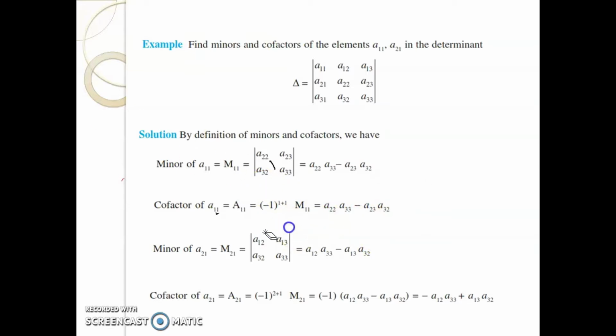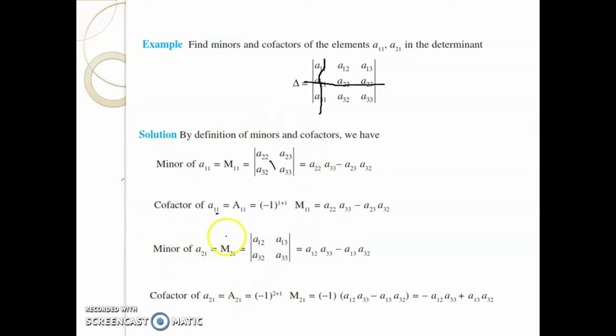Next is minor of A21. A21 means the element present in second row and first column. So we will delete row 2 and first column. So the A21 minor is the determinant of elements A12, A13, A32, A33. Its determinant will be A12 into A33 minus A13 into A32.